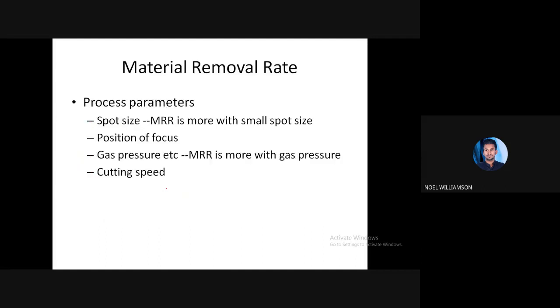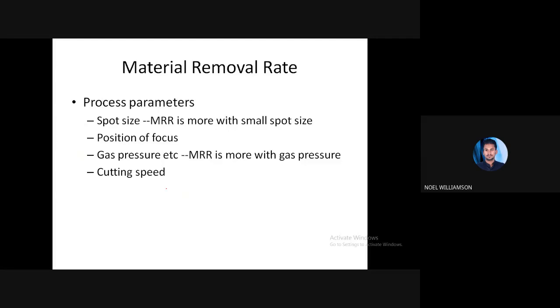Now the process parameters. What are the parameters related to the laser beam machining process? The first one is spot size. If the beam is focused to a small spot, then the material removal rate will be high. And in the other case, it will be small.